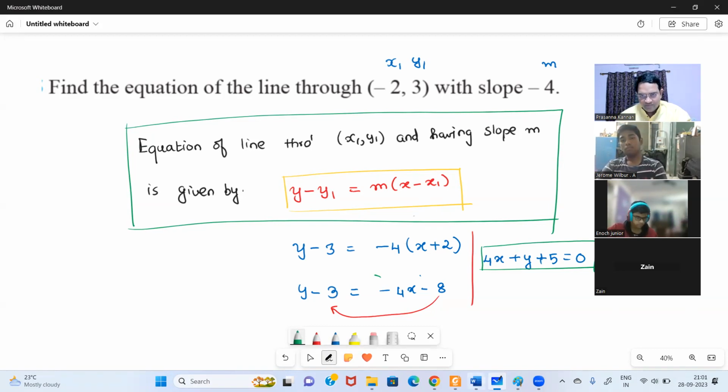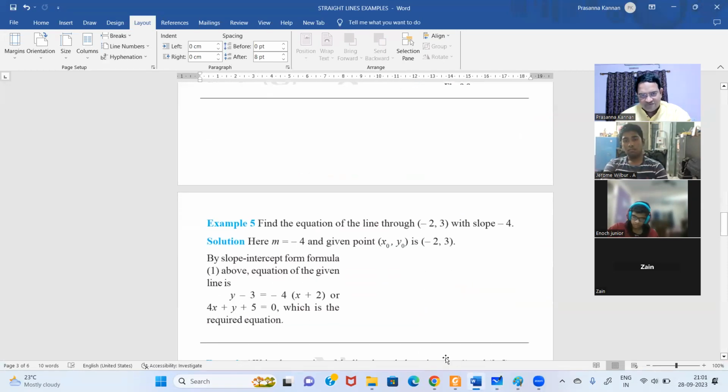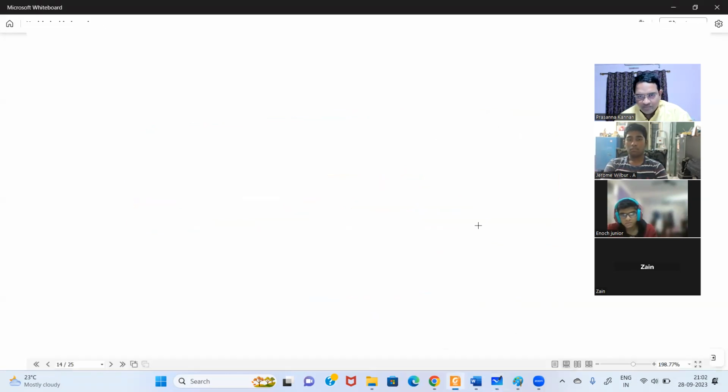Let's verify your answer here. 4x plus y plus 5 is equal to 0. Clear? Any doubts? Okay, we'll move on to the next question.